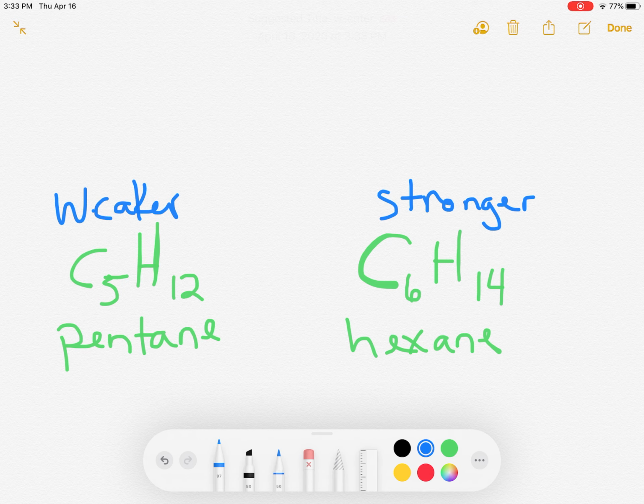The bigger one is going to have stronger intermolecular forces. So now, would you expect the viscosity of pentane to be larger or smaller than the viscosity of hexane? Remember, viscosity increases with the strength of intermolecular forces. So the viscosity of pentane is going to be smaller than the viscosity of hexane, because pentane is smaller, it'll have weaker intermolecular forces, and it will be able to flow easier.